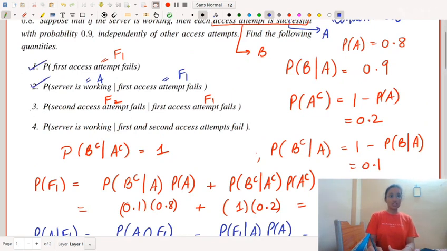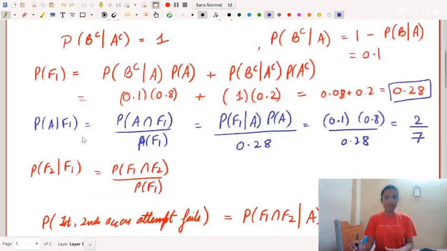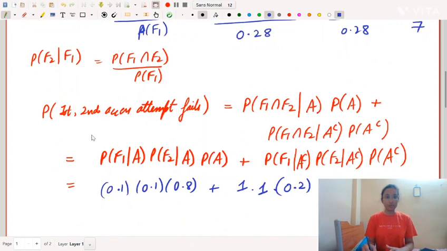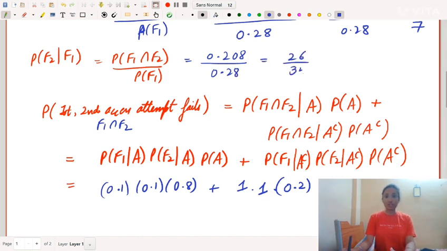So we have done this, this and this. Now the fourth part is the probability that the server is working given first and second attempts fail. In the third part I have just calculated probability of F1 intersection F2. I want to calculate this whole, so it would be 0.208 over probability F1, which we calculated just above, which is 0.28, and on simplifying we will get 26 by 35.